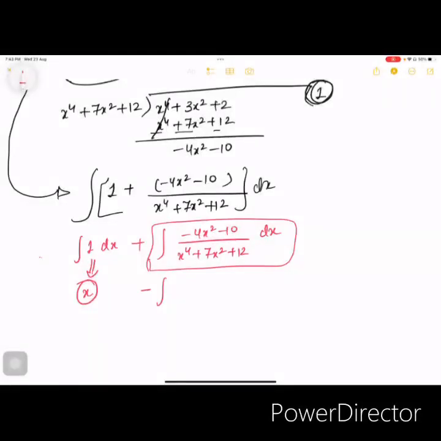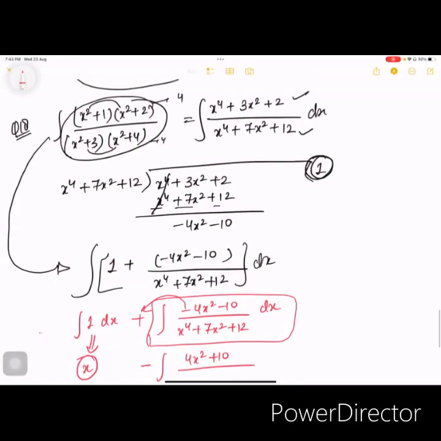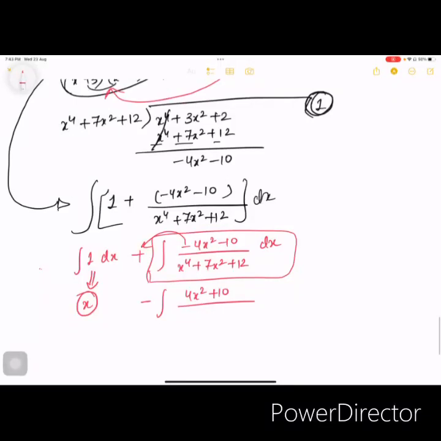Can we rewrite as negative 4x square plus 10, taking the negative common outside? And denominator, whose value was this? This was the value for x square plus 3, x square plus 4. Again rewriting it in that format, dx. Now check.